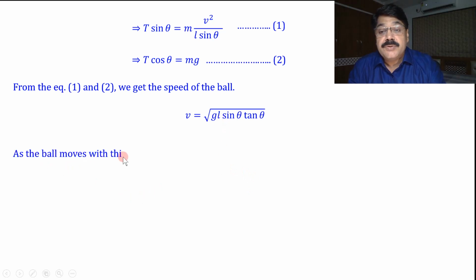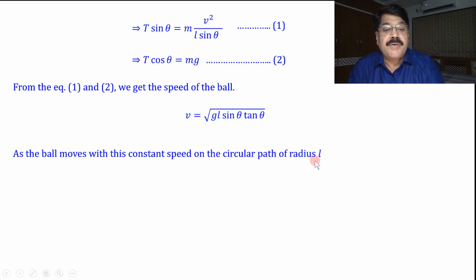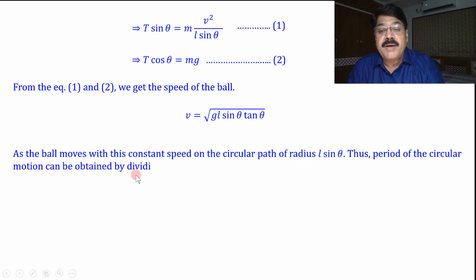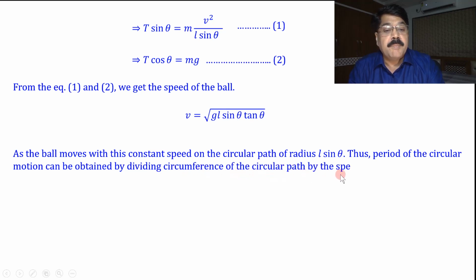As the ball moves with this constant speed on the circular path of radius L sin theta, the period of the circular motion can be obtained by dividing the circumference of the circular path by the speed. This is not a difficult task, you can verify this answer. So T is equal to 2 pi root of L cos theta upon g. In this way, we get the period of the circular motion and the speed of the conical pendulum.